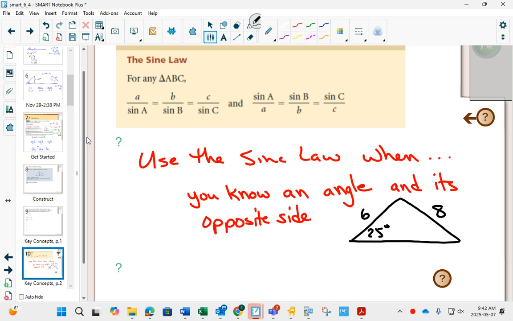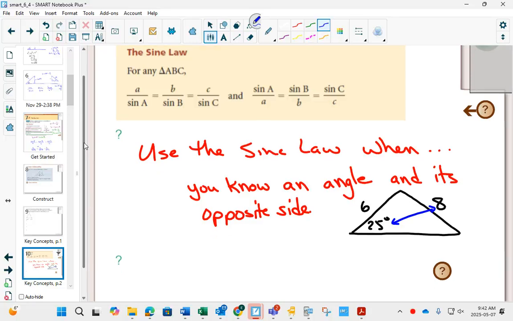You know three things, and of those three things, you have to know an angle and its opposite side. If you know an angle and its opposite side and one other piece of information, that's sort of the hint that you can use your sine law. And we're going to be doing some questions with that today.